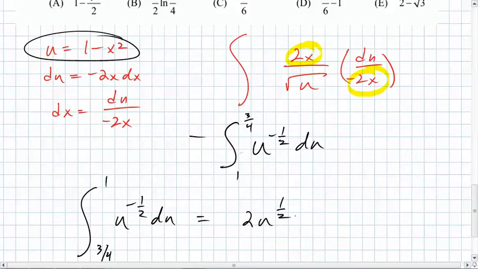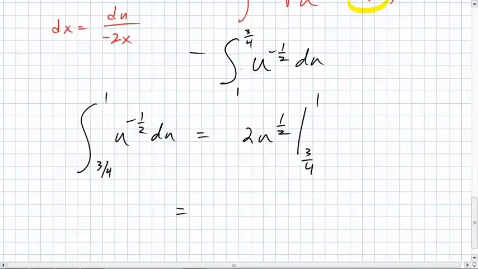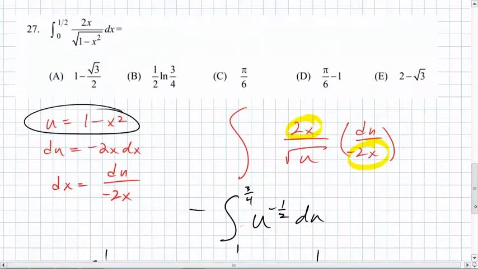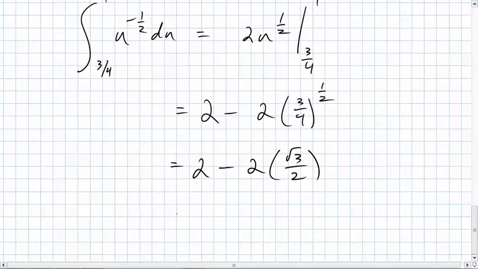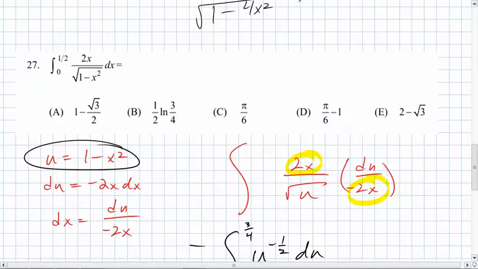2u to the 1/2 from 3/4 to 1, is that correct? So 2 minus 2 times 3/4 to the what? To the 1/2. Is that vaguely correct? I think it's correct. What do we think? 2 times the square root of 3 over 2. So you end up with 2 minus the square root of 3. Is that one of the answers?